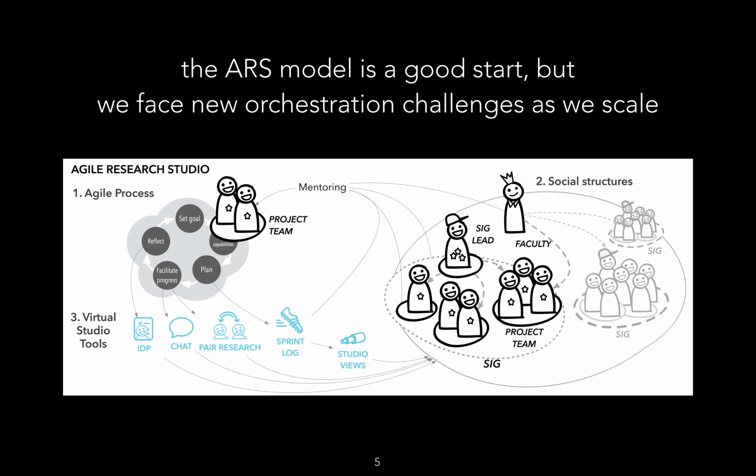And so we have the Agile Research Studio model, which was a pretty good start. It's a socio-technical system that really combines agile processes, these social structures, and then studio tools, virtual tools that we use within the studio to help us think about how to scale this really authentic independent research up to 20 undergrads. And really by doing this, by distributing the support needed to achieve this work across the community.